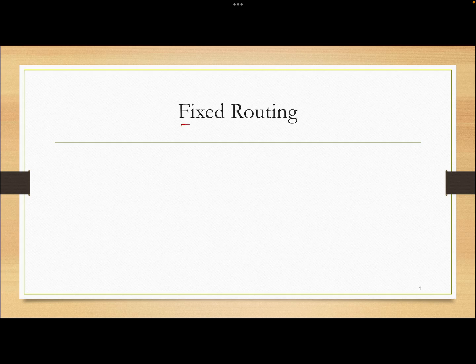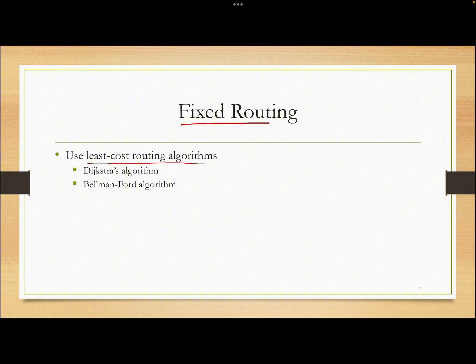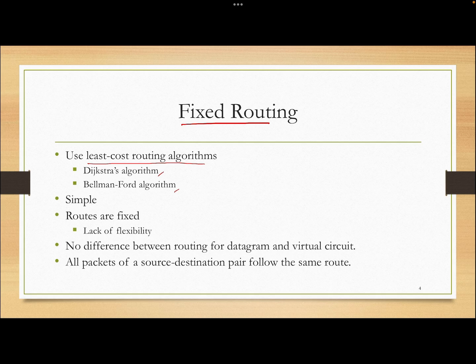Now let's go back to the fixed routing. Fixed routing uses a least cost routing algorithm. You assign a cost to each link and you try to minimize and optimize the routing, so that you reach the destination using the least cost. We have two algorithms that we will cover, Dijkstra and Bellman-Ford. In this clip, I will cover Dijkstra, and maybe in the next clip, I will cover Bellman-Ford with examples. The fixed routing is simple.